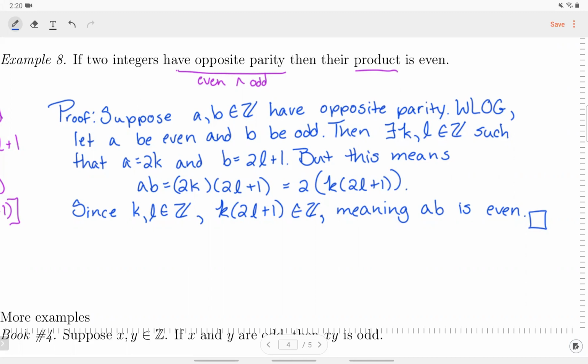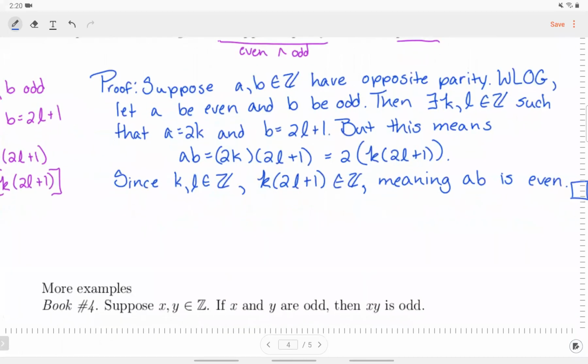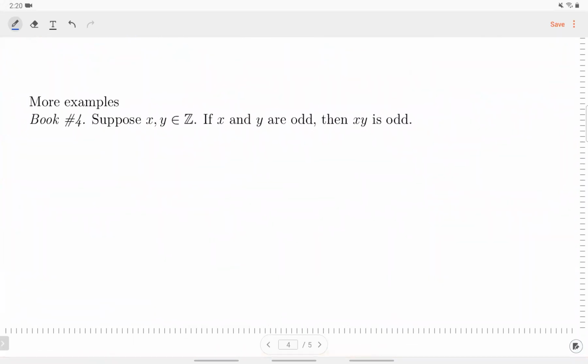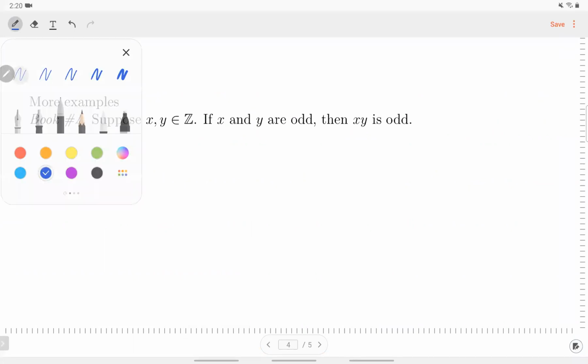Any questions on that one? Okay, so I think the next one actually you guys might be okay with. I might want to jump over this, but if X and Y are odd, then XY is odd. How are you going to approach that one? How would you approach it?